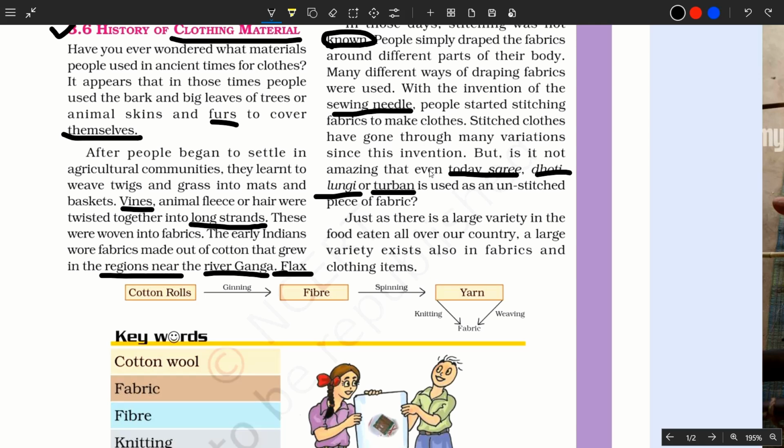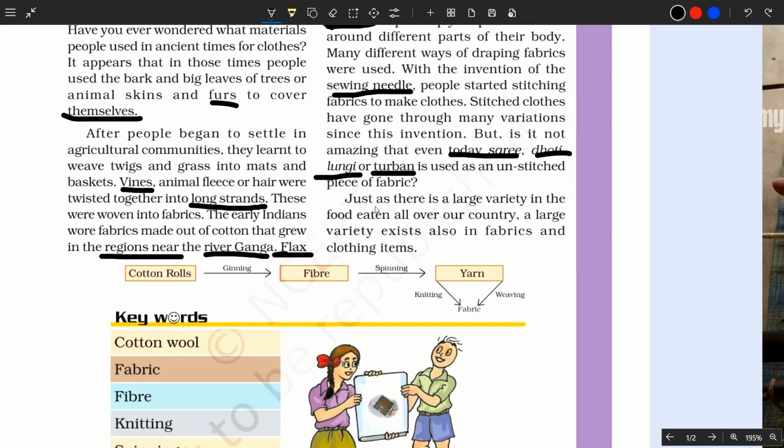They used to put the turban and caps on the head, but it was amazing. Nowadays there are different types of cloth. Compared to the early ancient times, the dress code was very beautiful. Unstitched pieces of fabric are used.